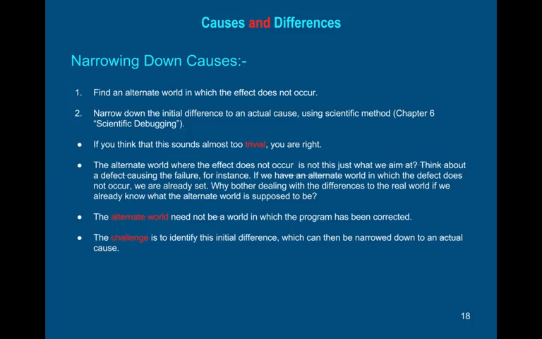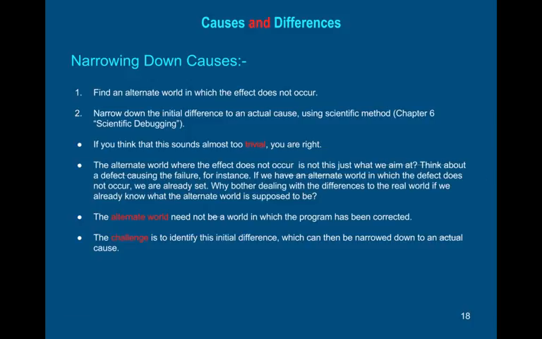Causes and differences. So, now we need to narrow down the causes. And for that, we need to go through some steps. The first step is to find an alternative world in which the effect does not occur. Narrow down the initial differences to an actual cause using the scientific method as discussed before in scientific debugging. If you think that this sounds almost trivial, well, that is absolutely right. The alternate world where the effect does not occur is just what we aim at.